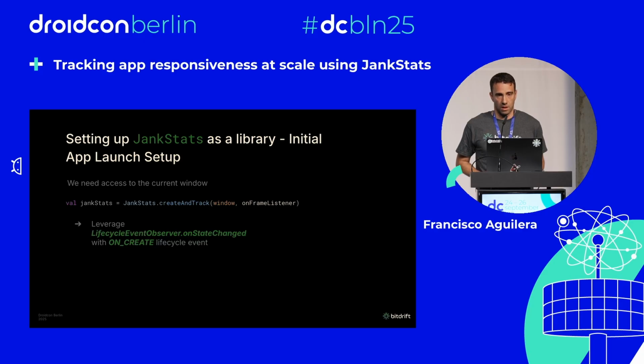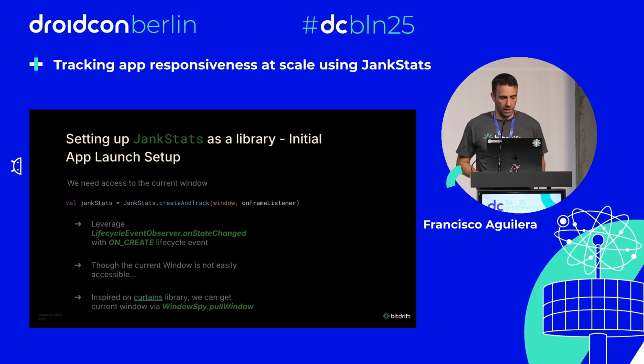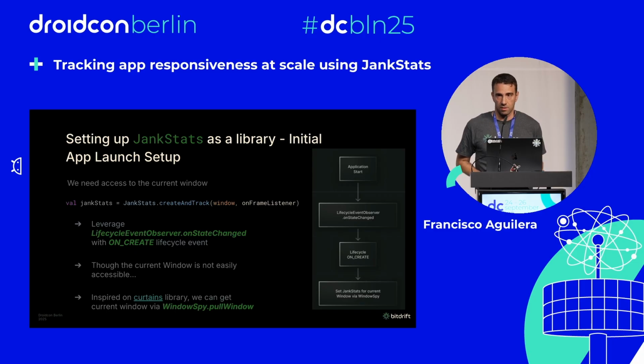So what we did, we leveraged the lifecycle event observer on a state change callback, listening for onCreate. But we need a window at the end of the day, no? How can we get the window? Well, we took inspiration from the Curtains library, an awesome library from Square, to pull the current window, and that's how we pull it in. And this is how it looks. This is the whole lifecycle for app start. Now we should be able to have a JankStats instance running and set up from the app launch.